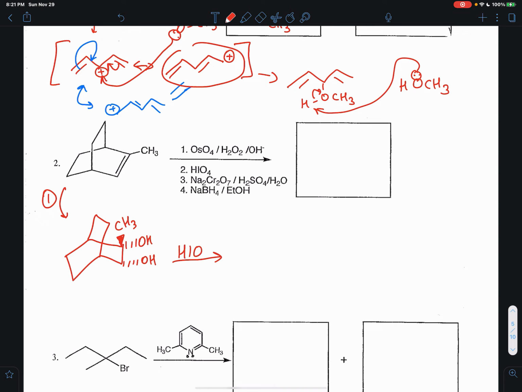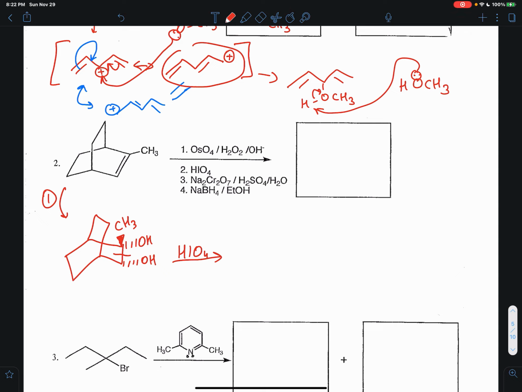Now, there's a quick way to remember this one. It's kind of silly. HIO4, if you read it like "hi-ya," it's like karate. So you can break it in between the two OHs, the two alcohols. And once you break it, you're going to form a double bond O instead of the OHs.